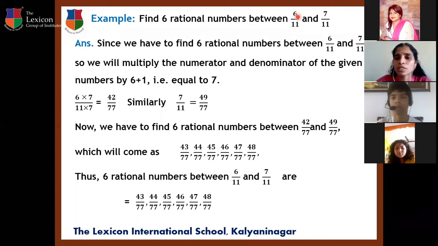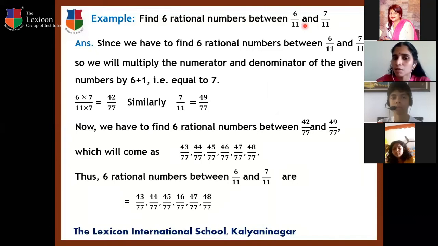Suppose both are 6 upon 11 and 7 upon 11. There are no more rational numbers directly visible between them. Suppose it is 6 upon 11 and 8 upon 11. Easily you will get one rational number between them, that is 7 upon 11.